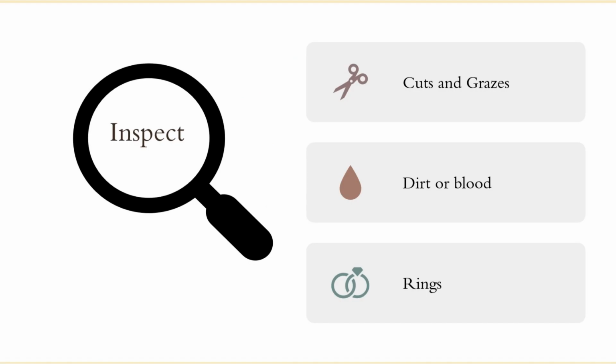The first step is to inspect the limb which is to be casted. You will be looking for any dirt or blood which should be cleaned, any cuts or grazes which need to be attended to, cleaned or dressed, and rings which should be removed. Remember, plaster casts usually stay on for about 2 weeks.